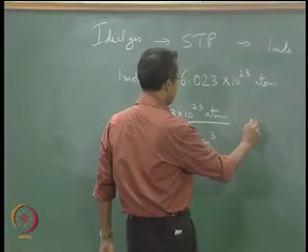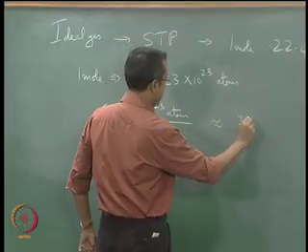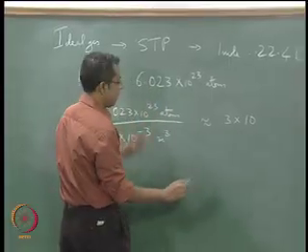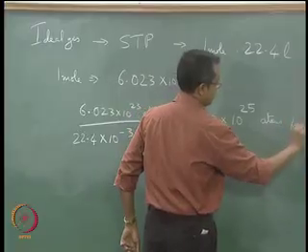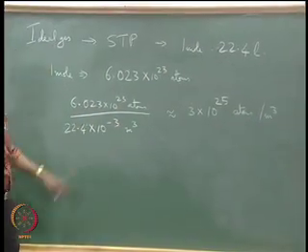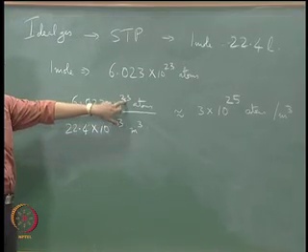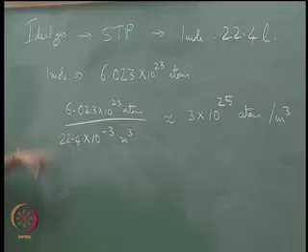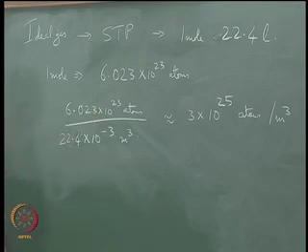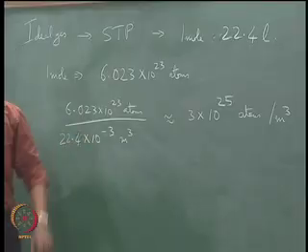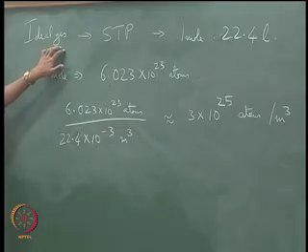So this is approximately 3 into 10 power 25 atoms per meter cube. This is 2.24 into 10 power minus 2, so that would go up there and make it 10 power 25, and 6 divided by 2 would give you the 3 there. This is approximate, just because we are only interested in the order of magnitude. So 3 times 10 power 25 atoms per meter cube is what you are looking at for an ideal gas.